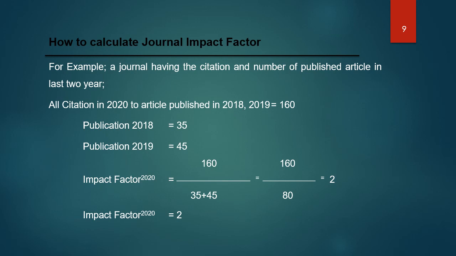Now you can use the formula as shown in the previous slide. Impact factor is equal to the total number of citations for the last 2 years divided by the number of publications in the last 2 years. The value you get is 2. That means the impact factor for the particular journal in 2020 is 2. I hope you are able to understand the formula to calculate the journal impact factor for a particular journal. In the same way, you may also calculate the impact factor for your own journal.